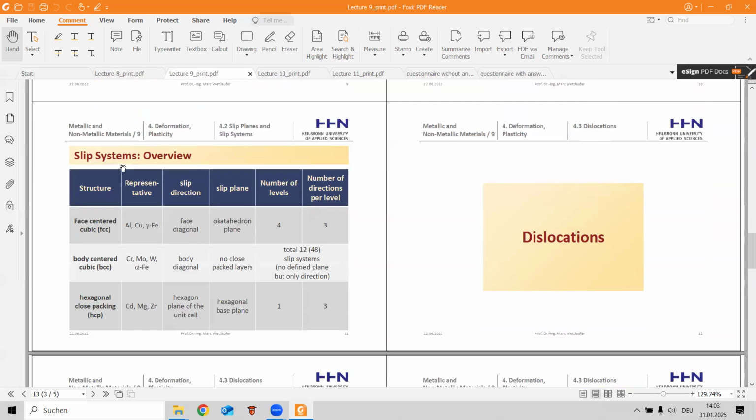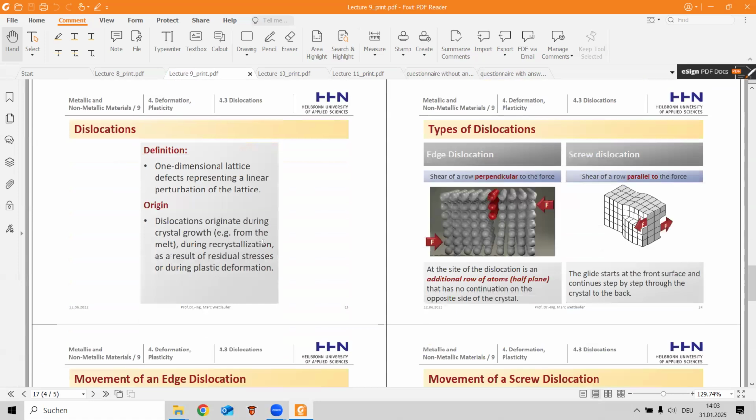Here we have a slip system overview: structure, splitting, FCC, numbers of directions per level, numbers of levels, slip planes, slip directions. So it is representing the distribution of the lattice.